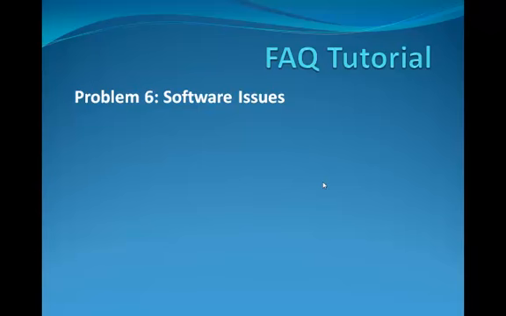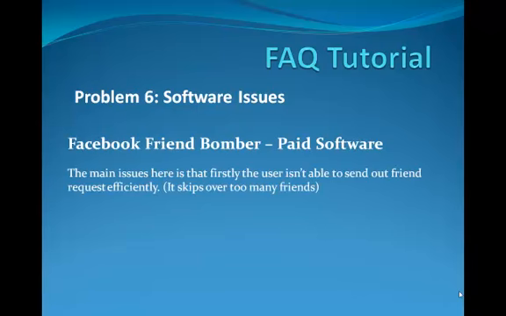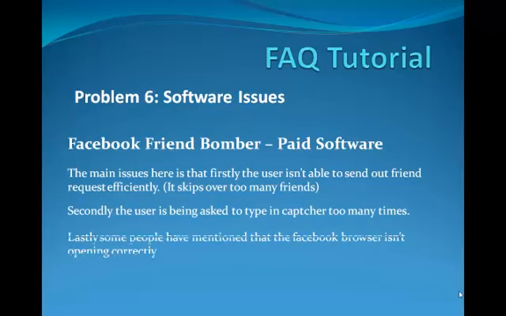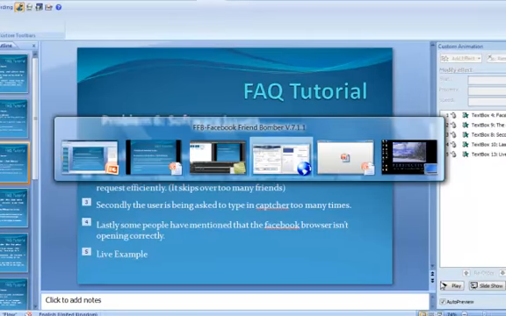So I'm just going to quickly go into the paid software now. Okay, so for the Facebook Friend Bomber, the paid software, the main issues here are that firstly, the user isn't able to send out friend requests efficiently, i.e. is skipping over too many friends and not sending out enough friend requests. Secondly, the user is being asked to type in captcha too many times, similar to the free version. And lastly, some people have mentioned that the Facebook browser isn't opening correctly. So I'm just going to quickly go into my paid software and go through these questions individually. So let's just go into the software.